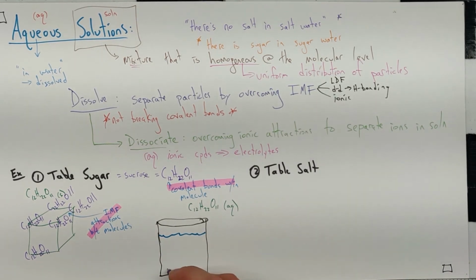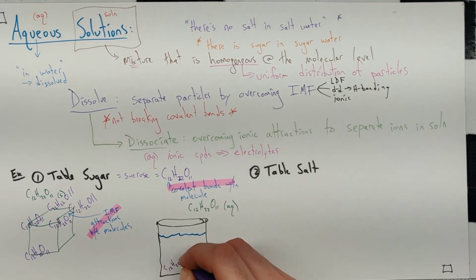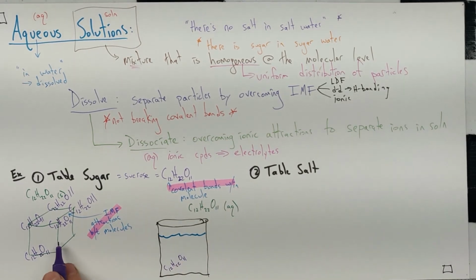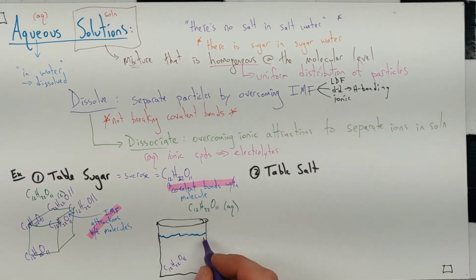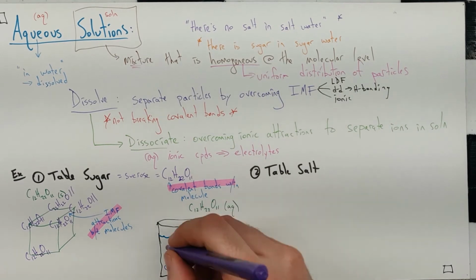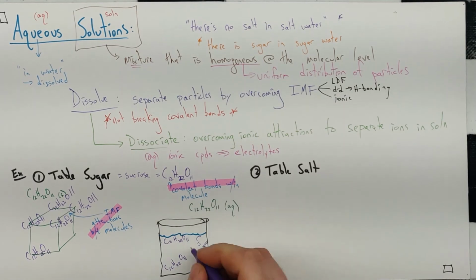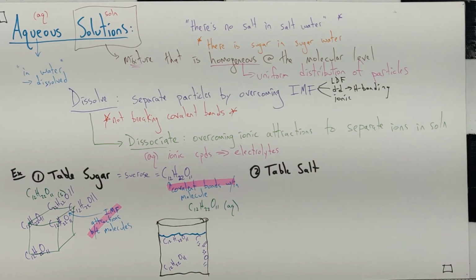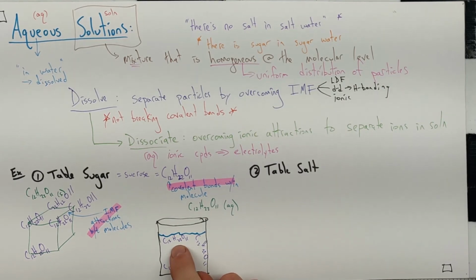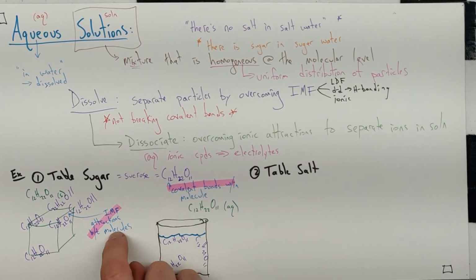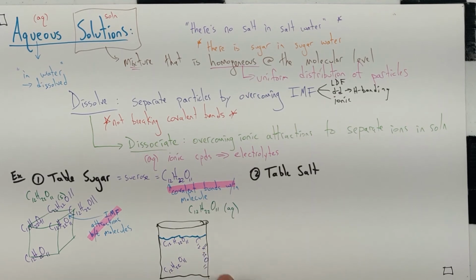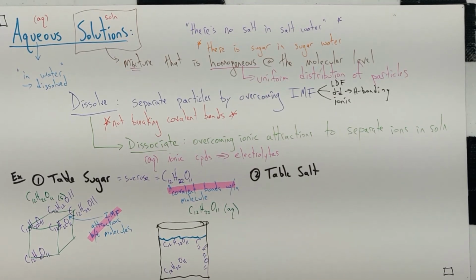So I still have C12H22O11. I just don't have it in some specific crystalline arrangement like I did. I've got another one maybe like C12H22O11. Maybe I've got one here, C12H22O11, etc. And they're just in there, floating around. I don't want to draw all five, but that's how it is. So I still have distinct molecules, the C12H22O11s. They're just not locked into place by those intermolecular attractions. Those attractions still exist. They've just been overcome by the attractions to those polar water molecules.